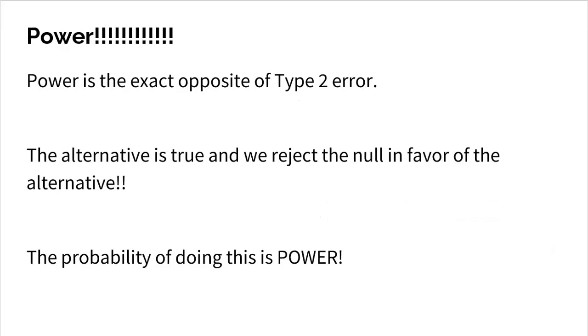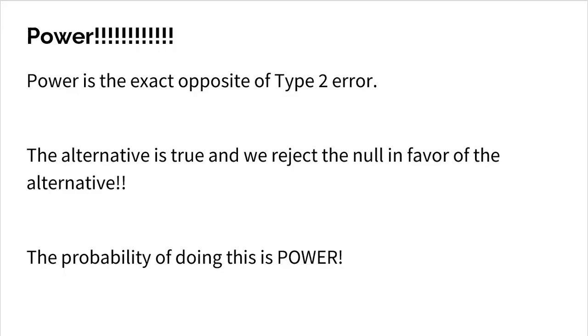Now, with this also comes power. Power is the exact opposite of type 2 error. The alternative is true, and we reject the null in favor of the alternative. This is making the right decision. This is doing the right thing. The alternative hypothesis is true. Our evidence leads us to reject the null and say the alternative is true. This is doing the right thing. And the probability of doing this is power. So power is the complete opposite of type 2 error.